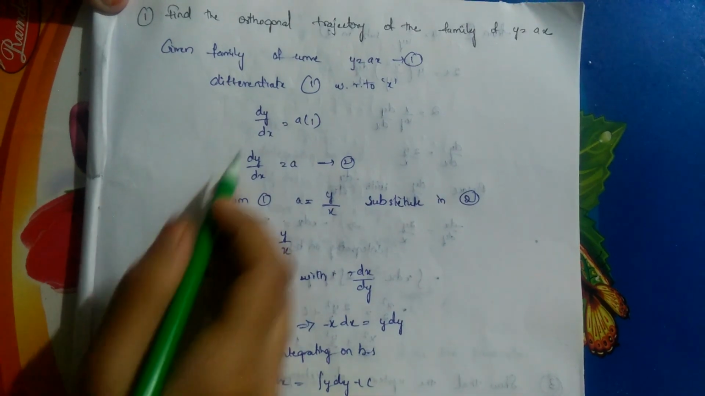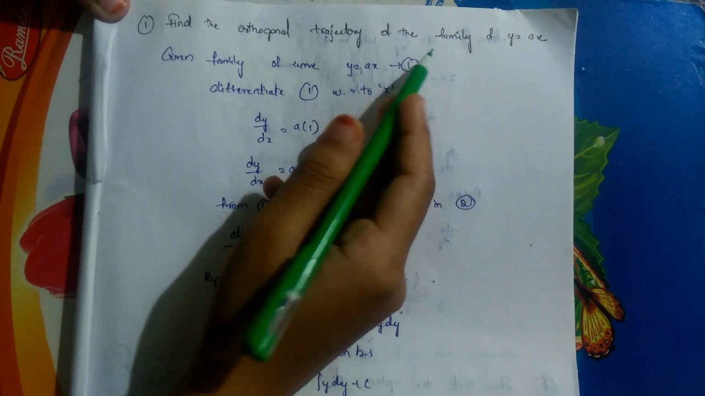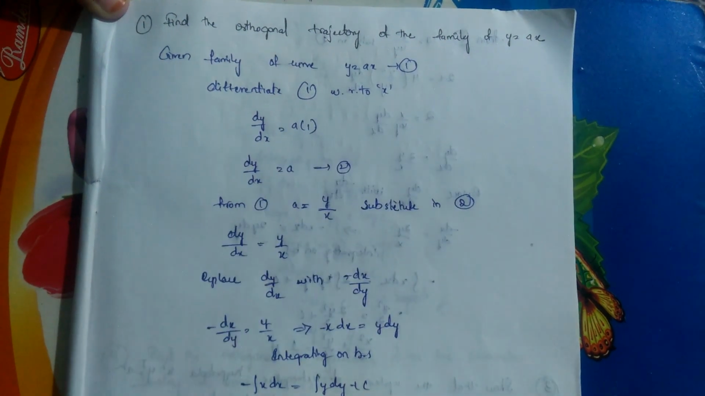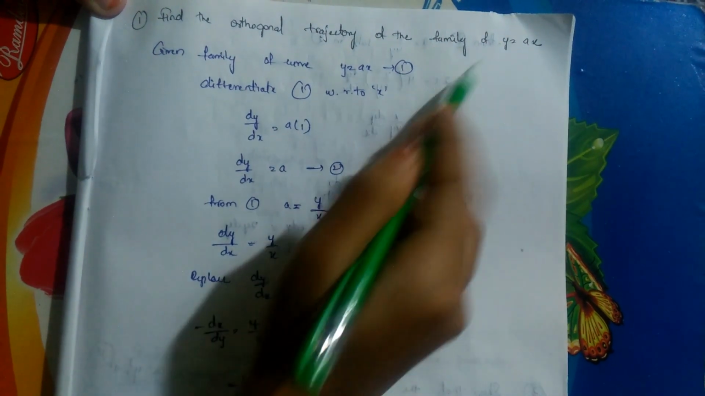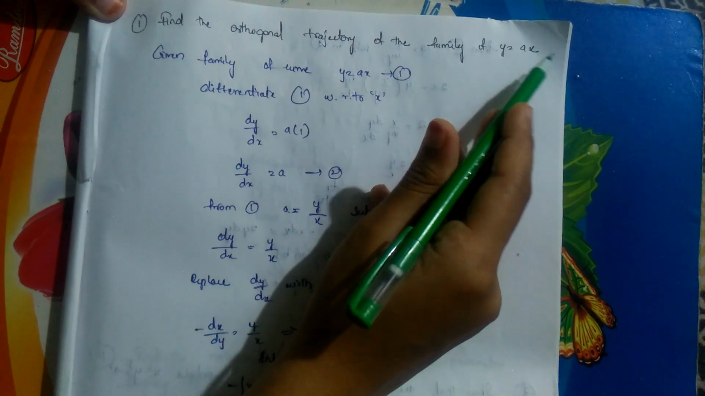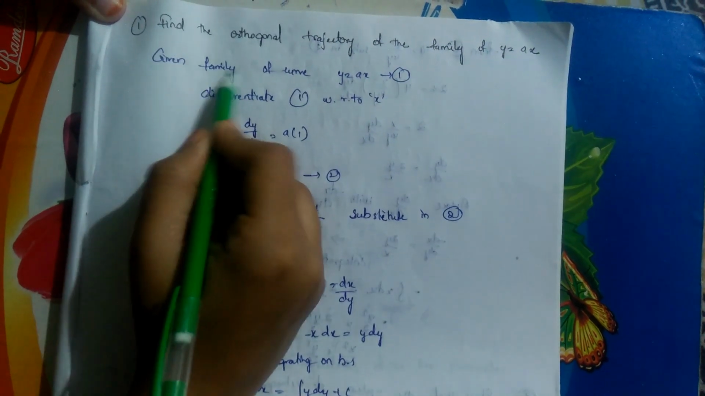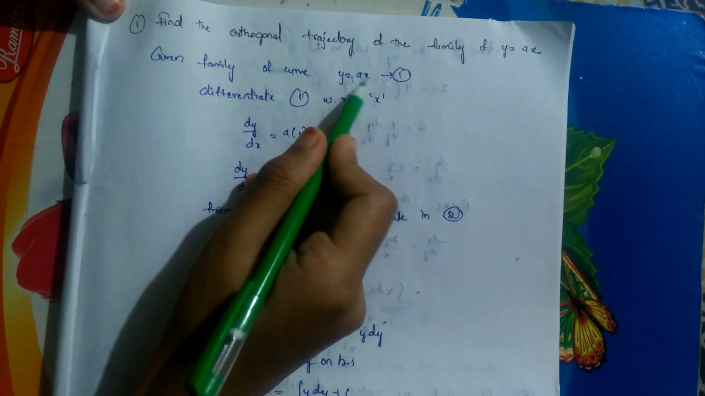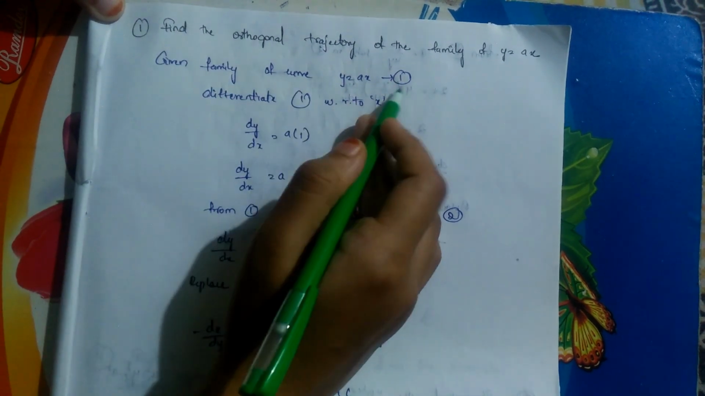Here is the first question: find the orthogonal trajectories of the family of curves y = ax. They have given the equation y = ax, which is the family of curves. We assume this equation as 1.